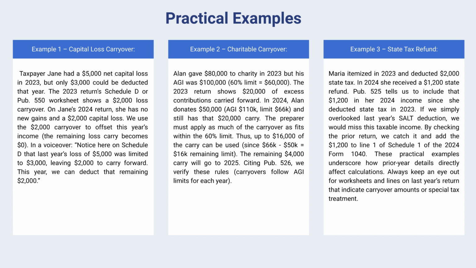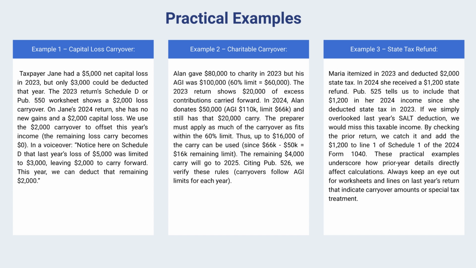In a voiceover style teaching point, notice here on Schedule D that last year's loss of $5,000 was limited to $3,000, leaving $2,000 to carry forward. This year, we can deduct that remaining $2,000.